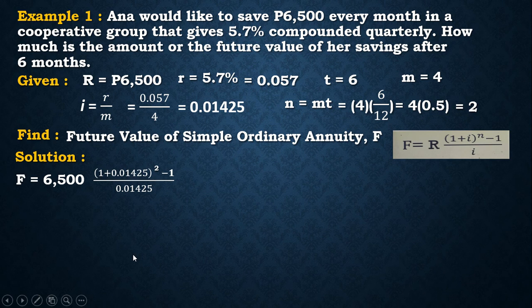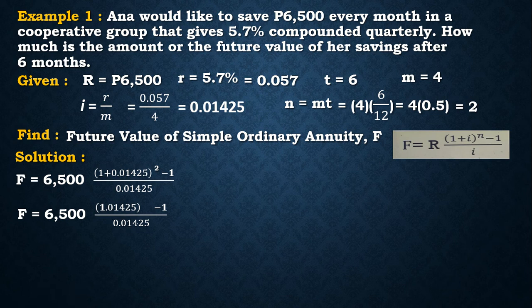I-add po muna natin ito. Yan ay mangyayari na 1.01425. In-add po natin ito. Itong part na to, kaya naging ganito. So, naka-raise pa rin siya sa exponent na 2. Ang susunod na gagawin po natin, i-convert po natin itong part na to, 1.01425 raised to exponent of 2.